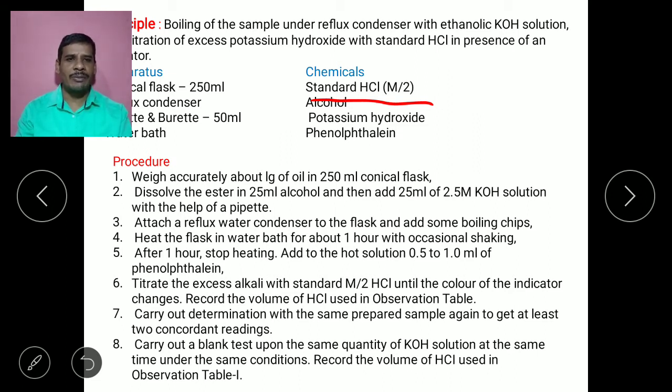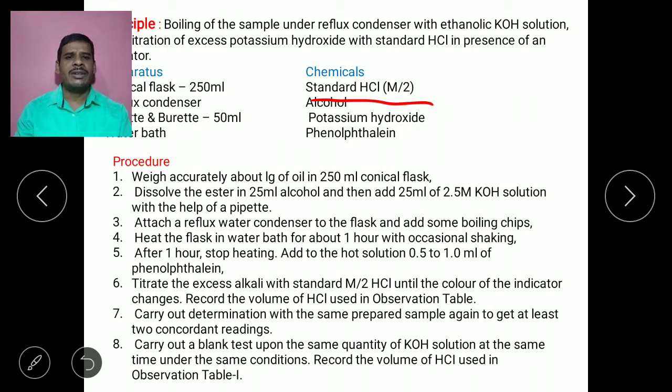First the phenolphthalein gives a pink color, because alkali is already present in the round bottom flask. And after titration with HCl, the solution becomes colorless.